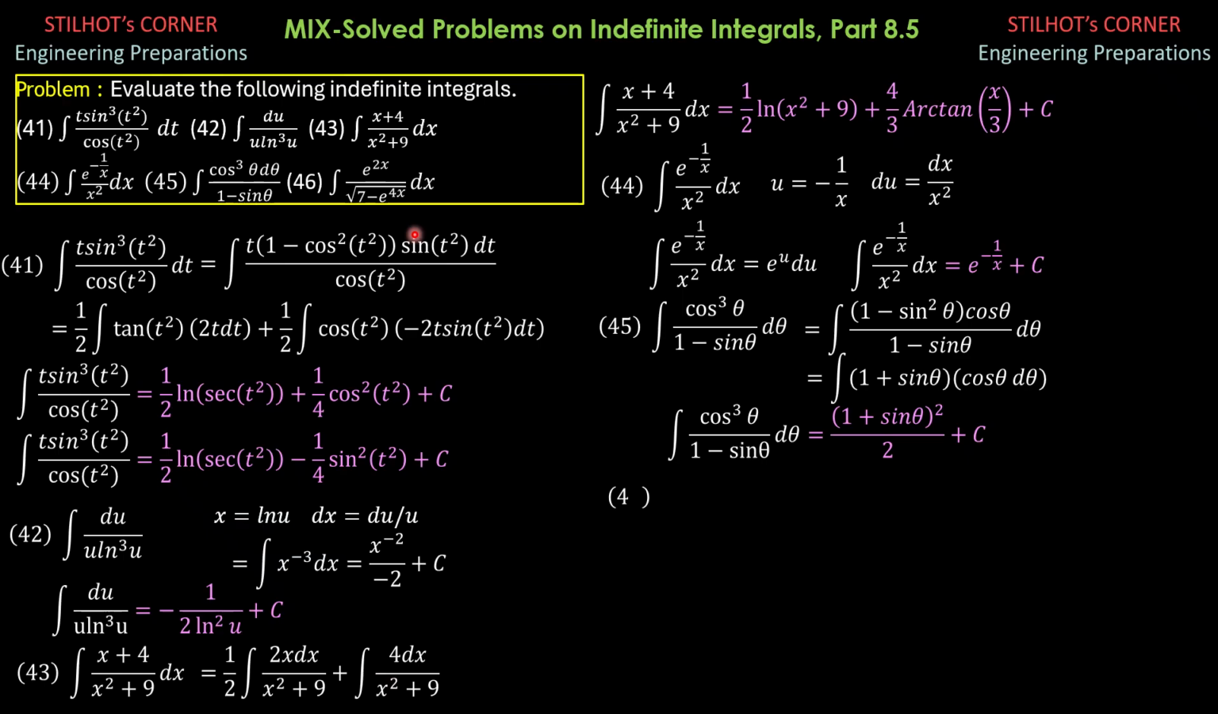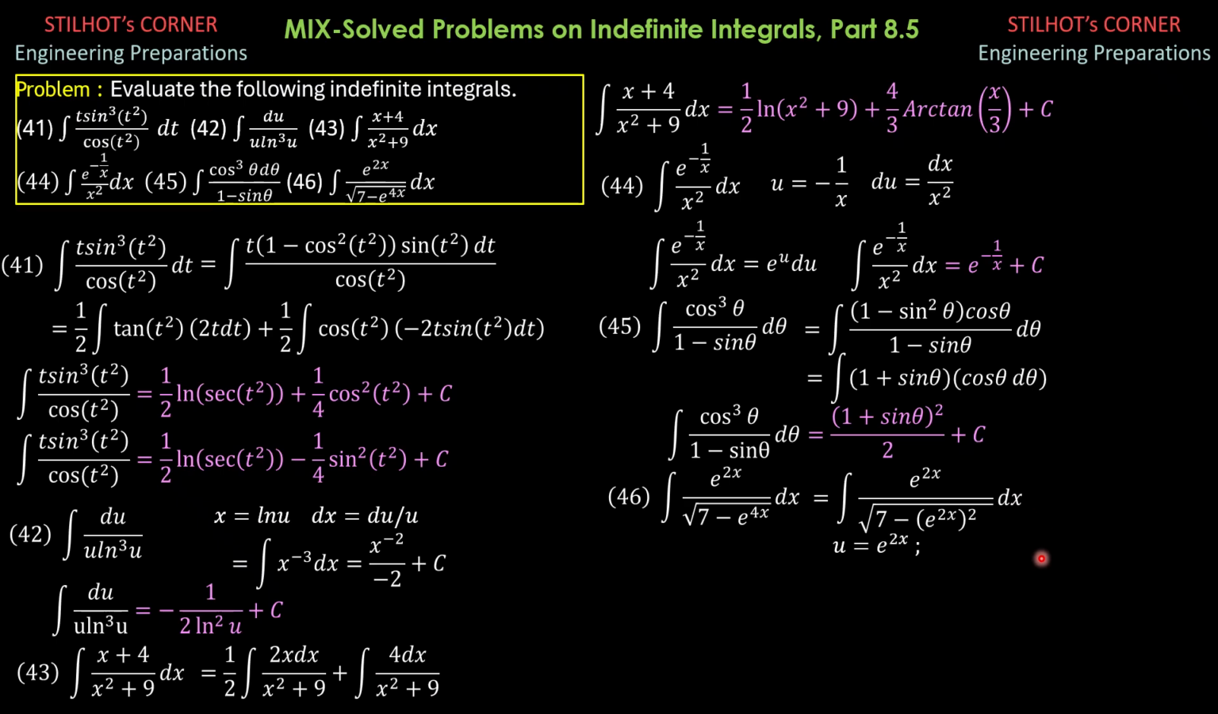Next, 46, integral of e to the 2x dx over square root of 7 minus e to the 4x. So we can write this as square root of 7 minus e to the 2x quantity squared. The differential is e to the 2x times 2 dx. So we put 1 half, a is square root of 7 in preparation for arcsine. So e to the 2x over square root of 7 minus e to the 2x squared dx.